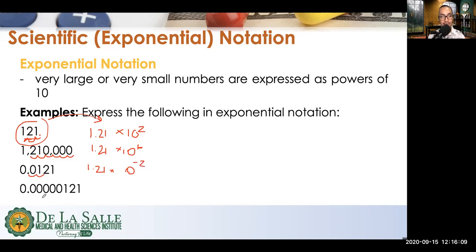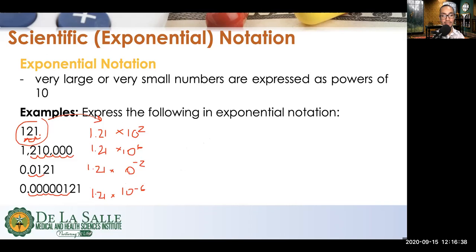Next is this one, 1.21. 1.21 pa rin. Times 10. Then we count the number of times that we move the decimal place, 1, 2, 3, 4, 5, 6, to the right. Dahil to the right siya, it's a negative value, negative 6. Okay, so that's how we convert very small numbers and very large numbers into exponential numbers or scientific numbers.